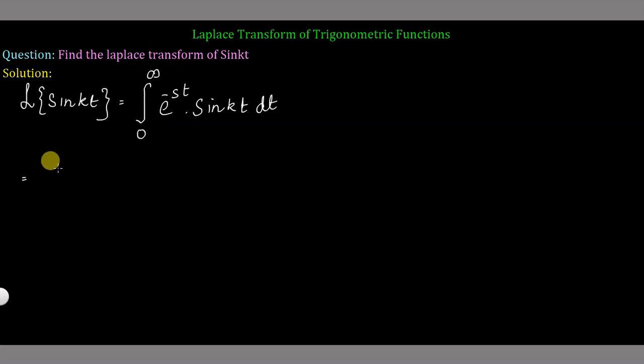We can solve it using integration by parts. For the first function, we can take e raised to the power minus st as the first function and sine kt as the second function. You can also reverse this: take sine kt as the first function and e raised to the power minus st as the second function. So don't worry about that. So what will we have left?